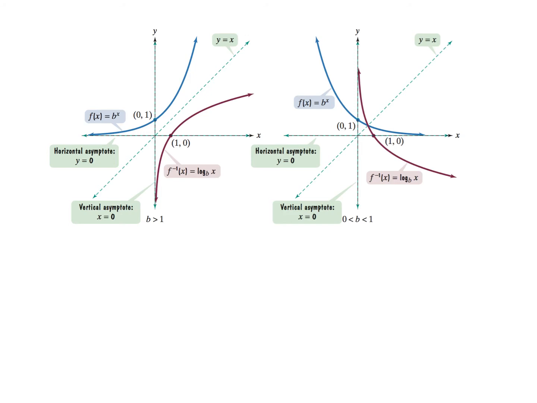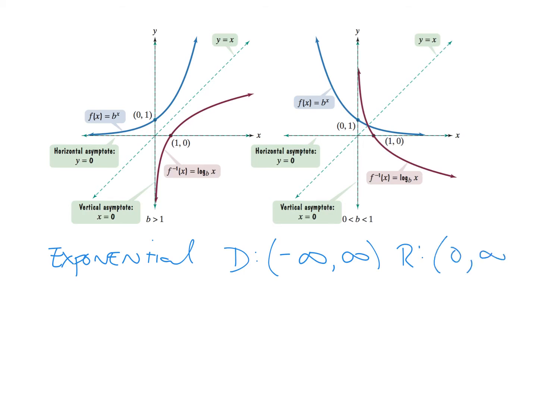So what I would like to clarify here is for our blue functions, or our exponentials, okay, the domain is all real numbers, so from -infinity to +infinity. The range is from 0 to infinity, meaning it never drops below the x-axis.